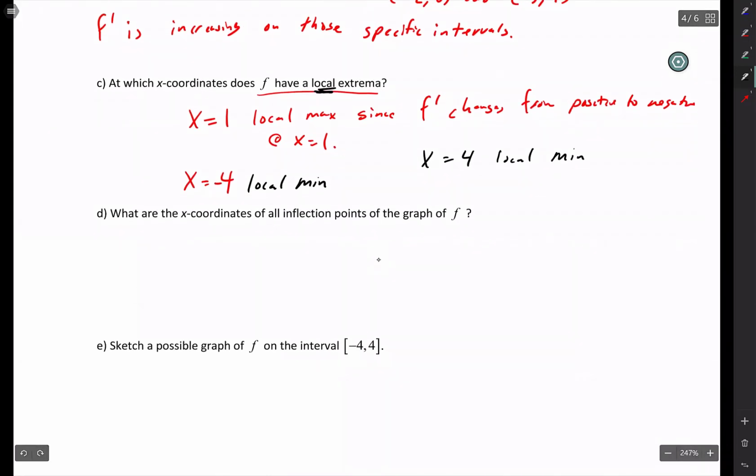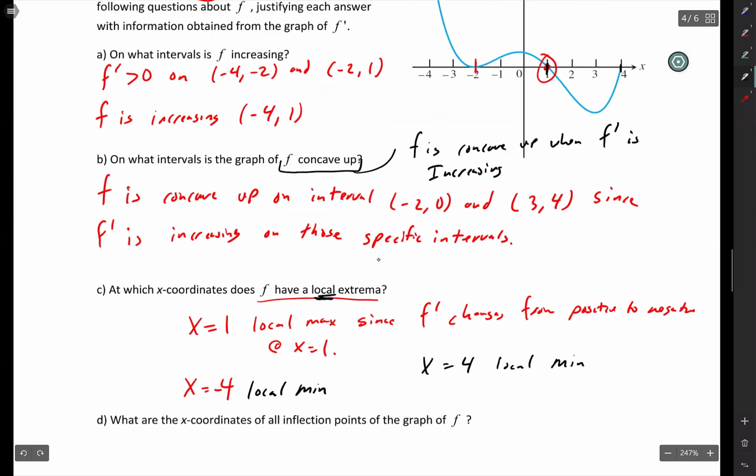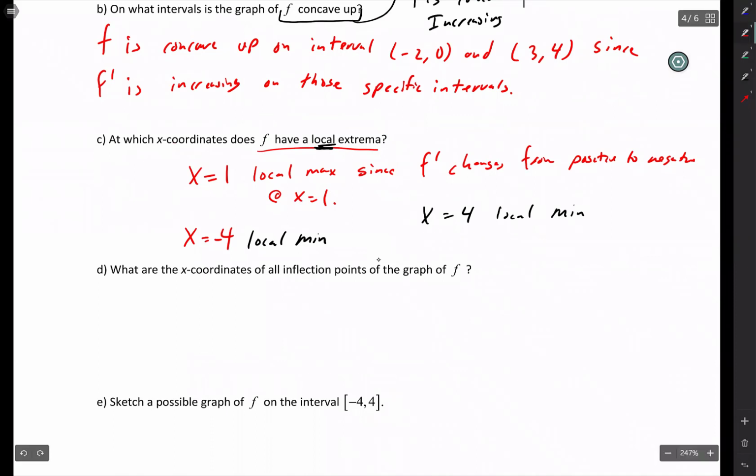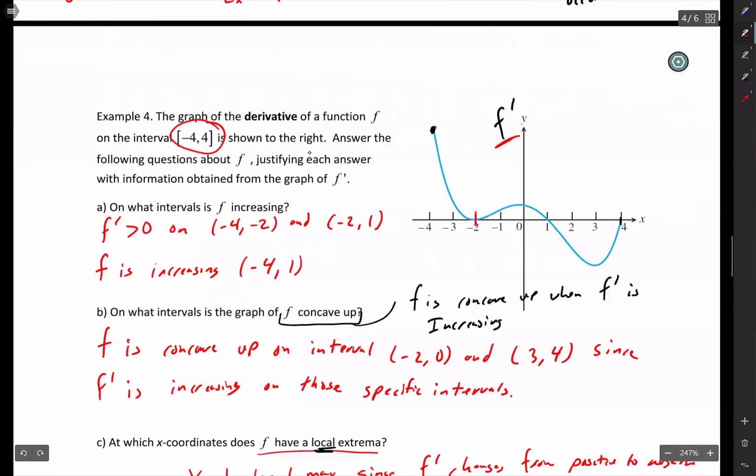Okay. Letter D. What are the x coordinates of all inflection points on the graph of F? We know how to do this one. X1 is not one of them. Inflection points happen when the concavity changes. So if I have the F prime prime graph, I'm looking where I cross the x-axis. Do I have an F prime prime graph? No. What graph do I have? F prime.